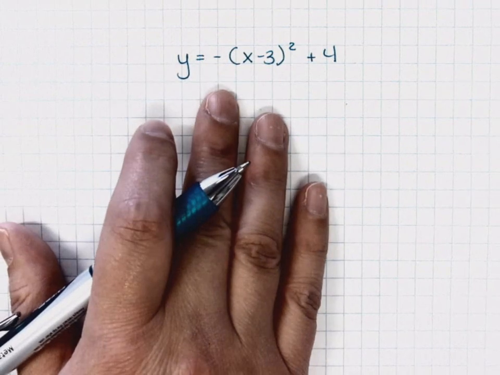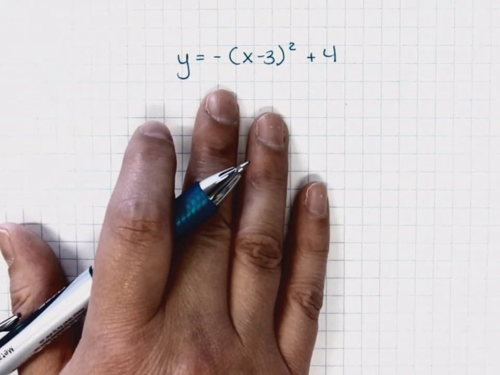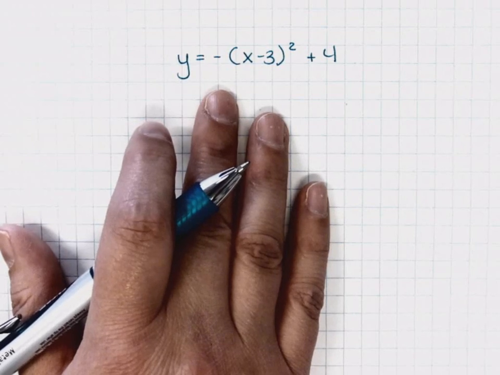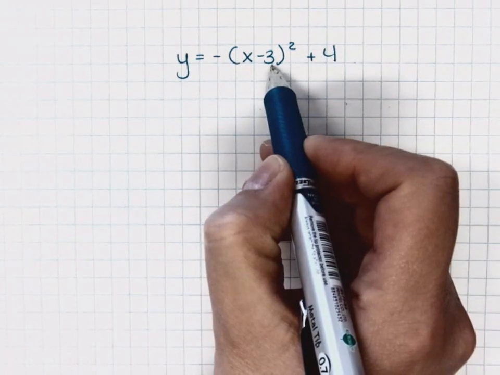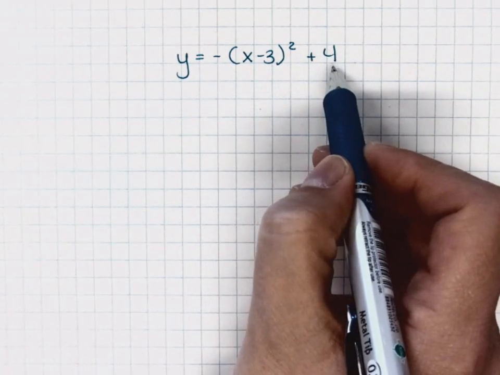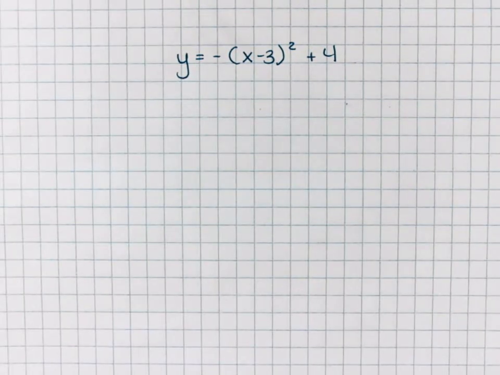Where's my vertex on this one? 3 and 4. My vertex is at a positive 3 and a positive 4. Which way does my graph open? Down. How many x-intercepts do I have? 2.